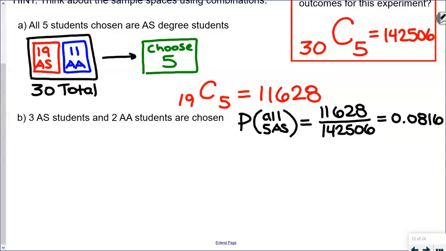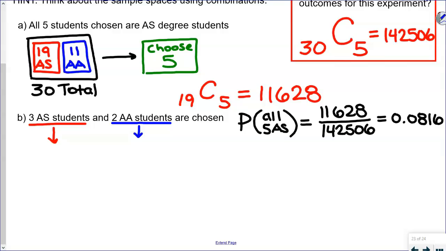Now the second part says, what's the probability we would choose 3 AS students and 2 AA students? So now we need to look at how many ways this scenario could happen with the AS students, and also how many ways this can happen. Right, because there's a certain number of ways we could choose 3 AS students, and there's also a certain number of ways we could choose 2 AA students.